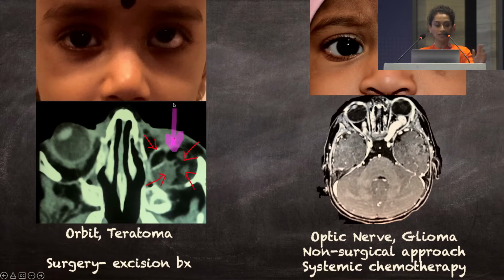Now this child doesn't have that, and this is the tumor that is sitting in there, a large cystic tumor. So orbital teratoma is something that can present in a child. In this child we would go for surgery and excision biopsy. Whereas in this child, obviously it's an optic nerve tumor, you don't excise it, and the diagnosis is by clinical and imaging.